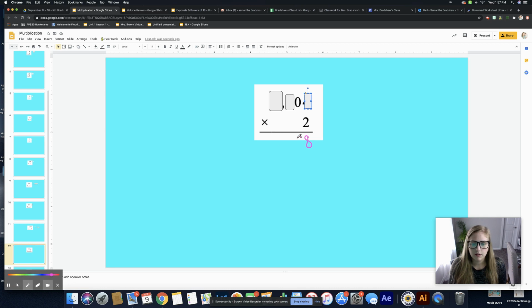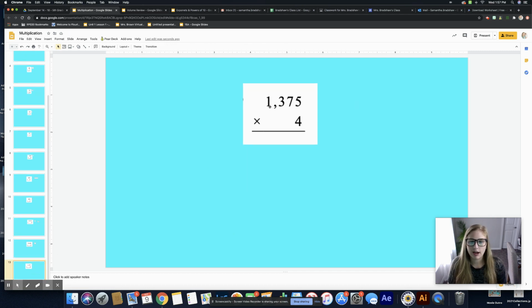2 times 0 is 0. Move over that next box. 2 times 5 is 10. I put my 0 and I carry my 1 because the 1 was in the tens place. Then I do 2 times 9, which is 18, plus 1, which is 19. I then count 3 over, put my comma. So my answer to 9,504 times 2 is 19,008.